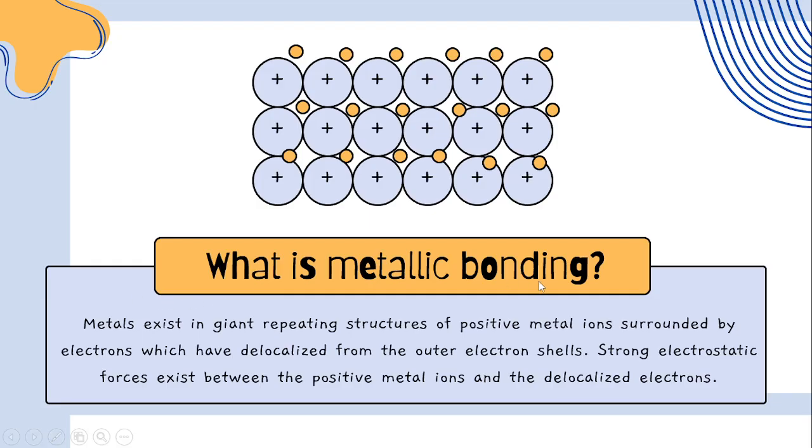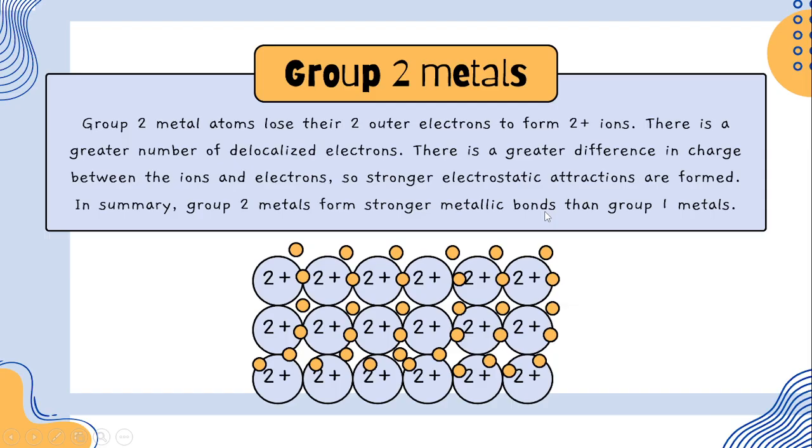What is metallic bonding? Metal exists in a giant repeating structure of positive metal ions surrounded by electrons which have delocalized from the outer electron shell. These electrons that have been delocalized from the outer electron shell can be seen around the positive metal ion. So a strong electrostatic force exists between the positive metal ion and the delocalized electrons.